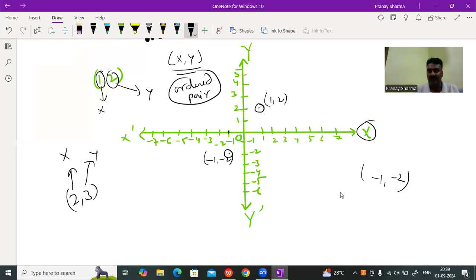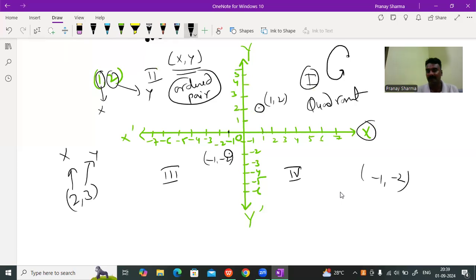Now, as you can see, we have 4 different formations. These formations are known as quadrants, and they are named in anti-clockwise direction. This is anti-clockwise. So this represents first quadrant, as this is a part, 1/4 of a complete unit. This is second quadrant. This is third quadrant. And this will be fourth quadrant.